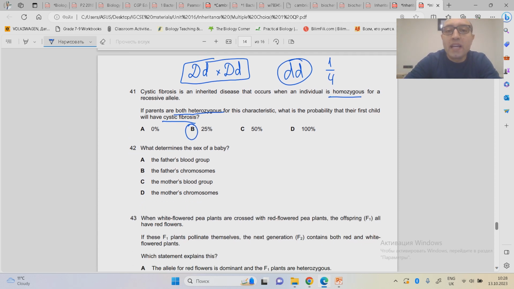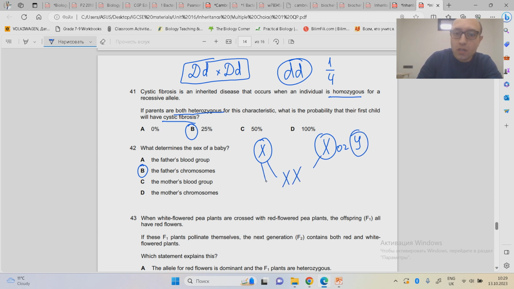What determines the sex of a baby, guys? What determines the sex of a baby? Of course, the sex of a baby in humans is related to the sex chromosomes, guys. So what we have here: a father's chromosomes, a mother's chromosomes. Guys, it's better to choose the father's chromosome here because the mother only produces X, but the father can produce X or Y. So if the father's X joins, it will make a daughter. If the father's Y joins, it will make a son.